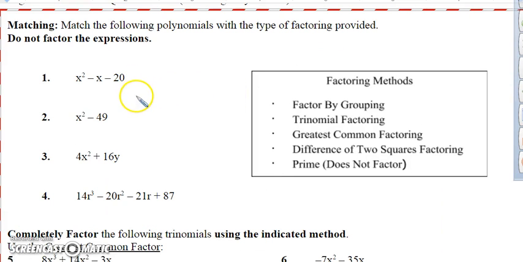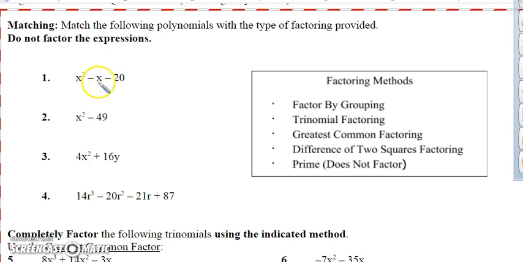Hey everyone, this is going to be our review for our quiz over factoring. Please stop the video if you need to for a second to write everything down, or if you need to go back. So let's go ahead and get started.